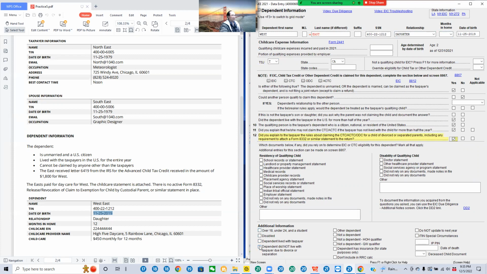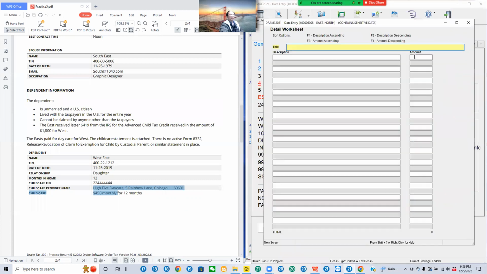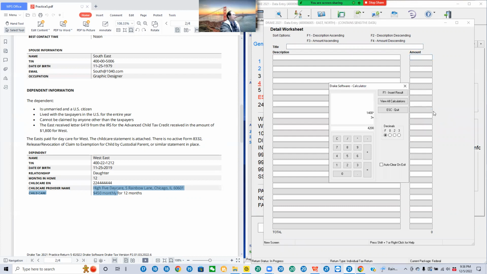Okay, now, let me see. There is a child care. So, child care information right there. This means their child care information. Okay, now we need to input the child care amount. You click in here. You can double click one more time in here, right click, and you hit the calculator. 450 times 12, enter.